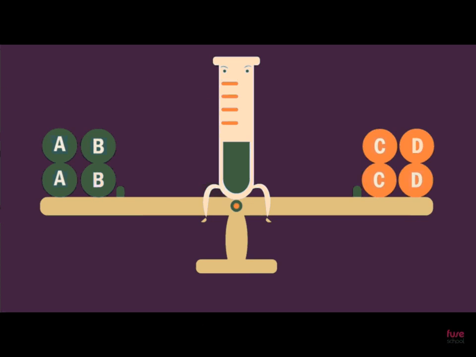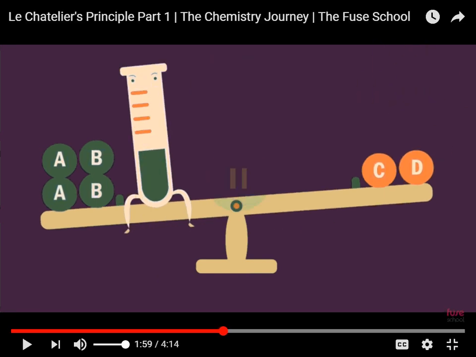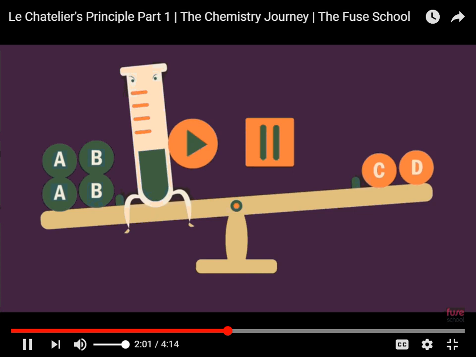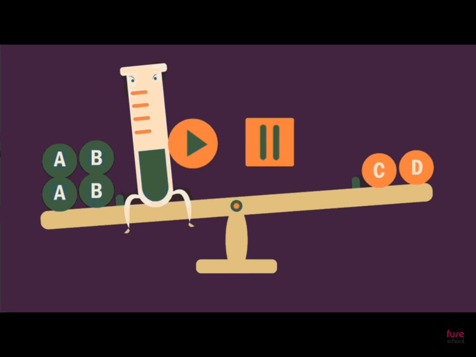What happens if we remove C and D as they are being produced, or if the concentration of C and D is decreased? Oh no, I don't have enough products. Which way do I need to shift? To the right to make more of them, so we're back at equilibrium. Please pause the lesson to think about this and resume when you are done.